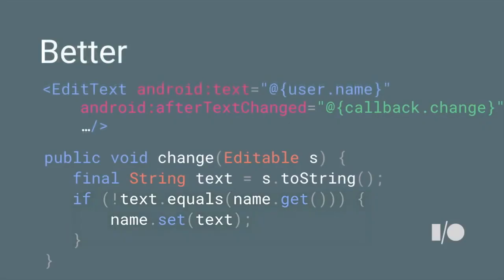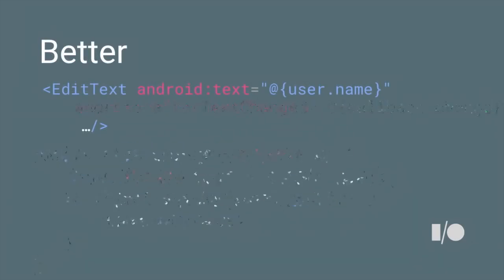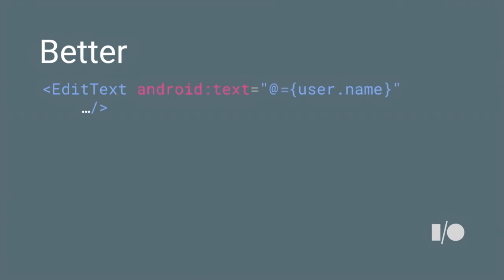So we want to do something a little better than this. Get rid of all that stuff that we used to have. And we can do this all on our own by just saying @= instead of just @{. The @= is just a nice, quick, and very visible indicator that this is a two-way data bound field. Now we can bind to the Android text field in a very simple way.